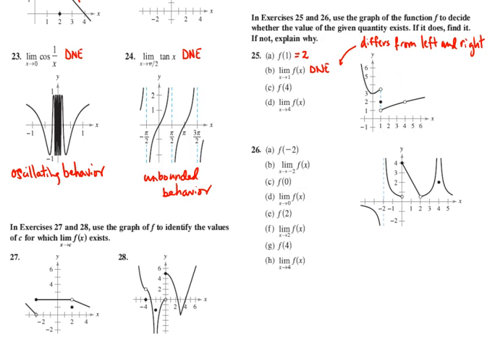So for part C, we're asked for the value of the function at x equals 4. And here we can see that there is no value of the function there. So we would say undefined, or again, does not exist. So usually when I'm talking about function values, I'll use the word undefined. When I'm talking about limits, I'll use the words does not exist.